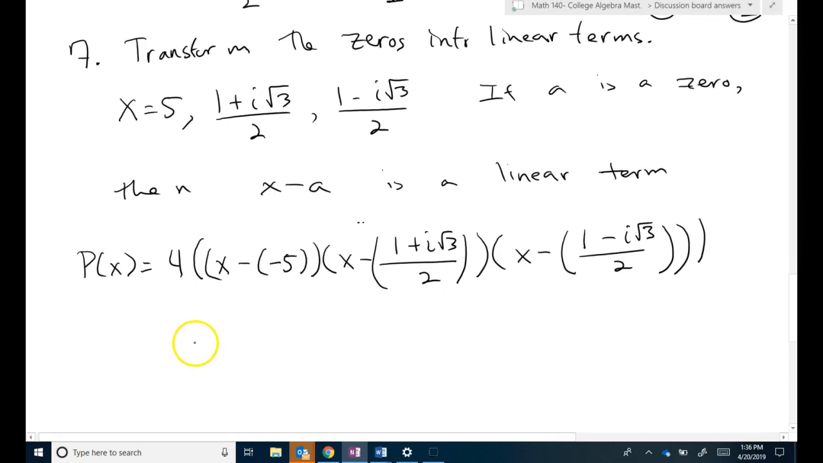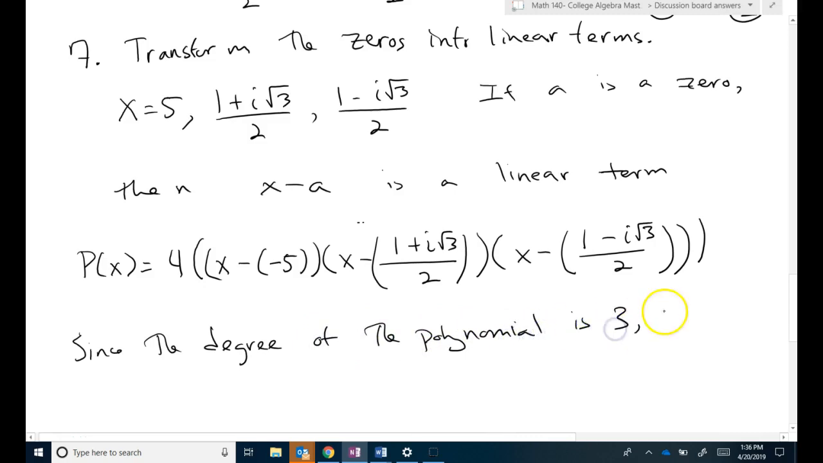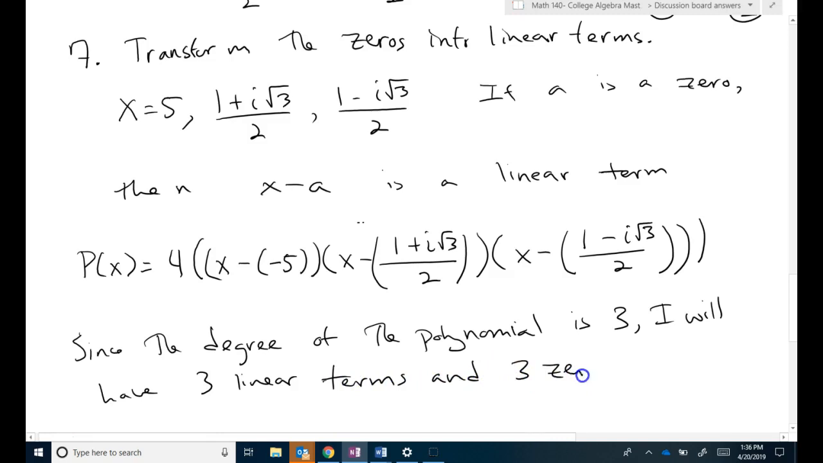Couple things to notice, right? Since the degree of the polynomial is 3, I will have 3 linear terms and 3 zeros. All right, 3 and only 3. For each degree of the polynomial, you will have a 0 and a linear term.